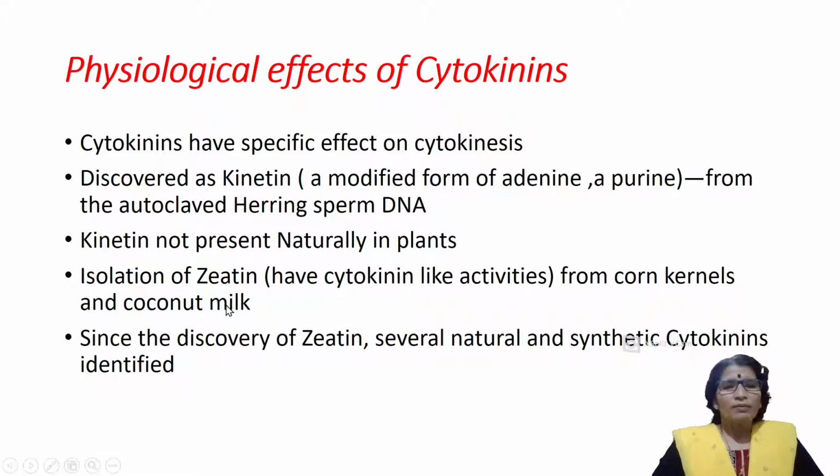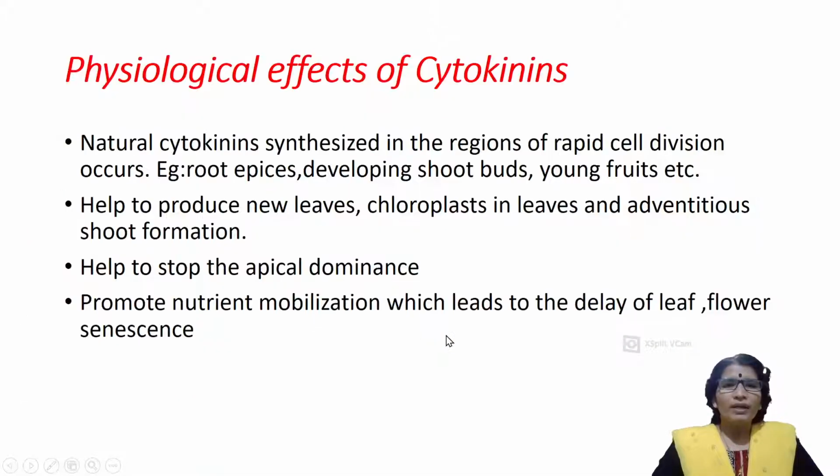After discovery of gelatin, so many natural and synthetic cytokinins are identified, and these natural cytokinins synthesized in the plant body wherever rapid cell division occur. Here, usually in the plant body, in the root apices and developing shoot buds and young fruits, cytokinins are produced.